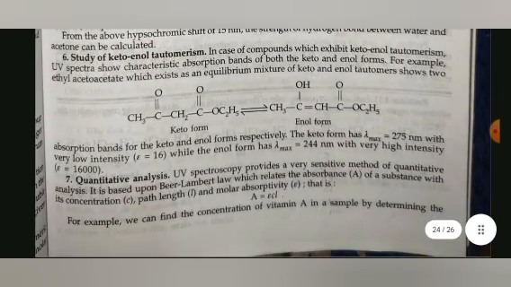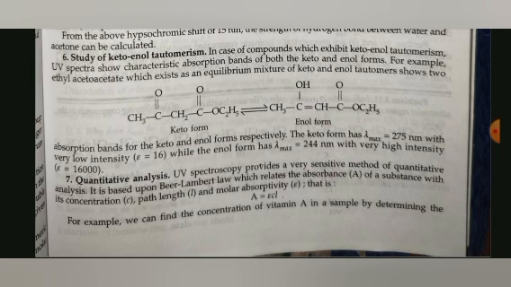In the case of compounds which exhibit keto-enol tautomerism, the UV spectrum shows characteristic absorption bands of both the keto and enol forms. For example, ethyl acetoacetate, which exists as an equilibrium mixture of keto and enol tautomers, shows two absorption bands for the keto and enol forms respectively. The keto form has lambda max at 275 nanometers with very low intensity, while the enol form has lambda max at 244 nanometers with very high intensity.